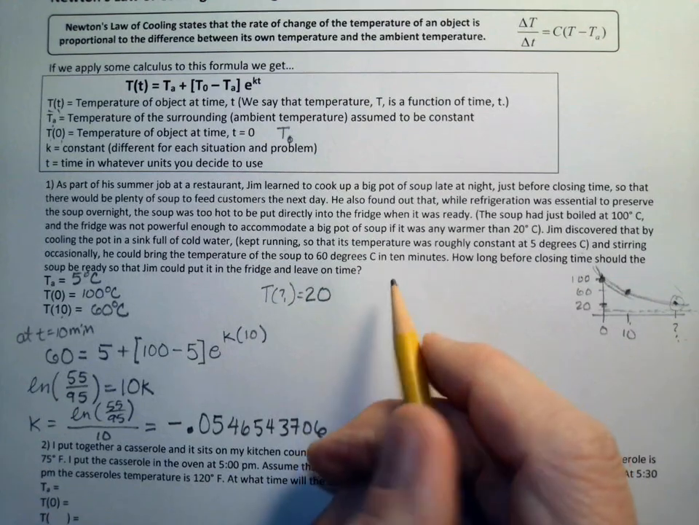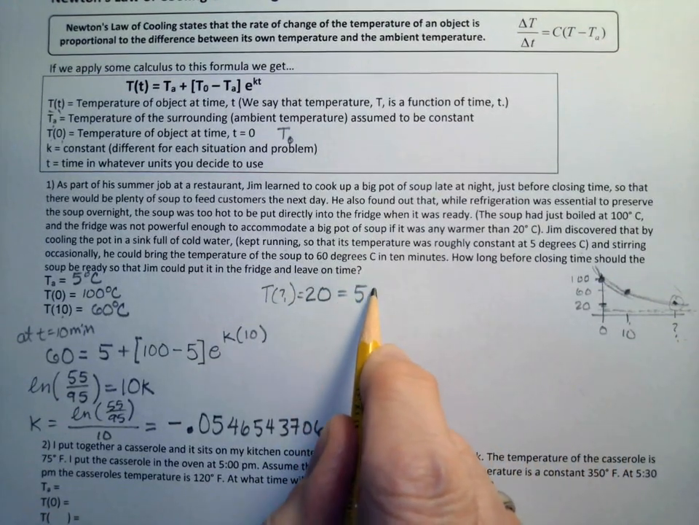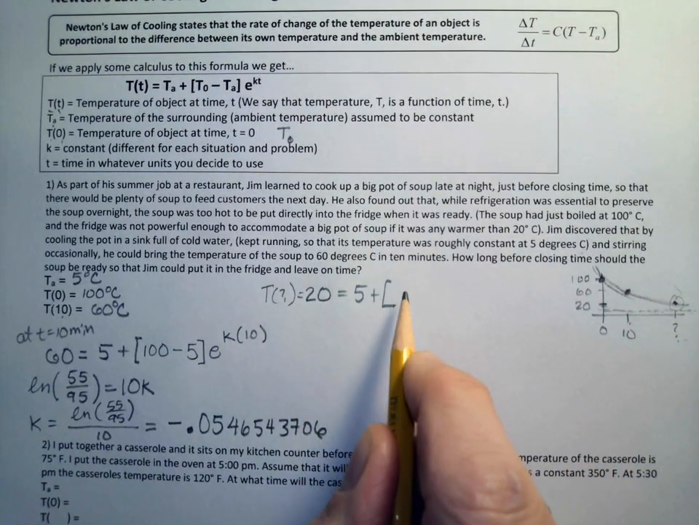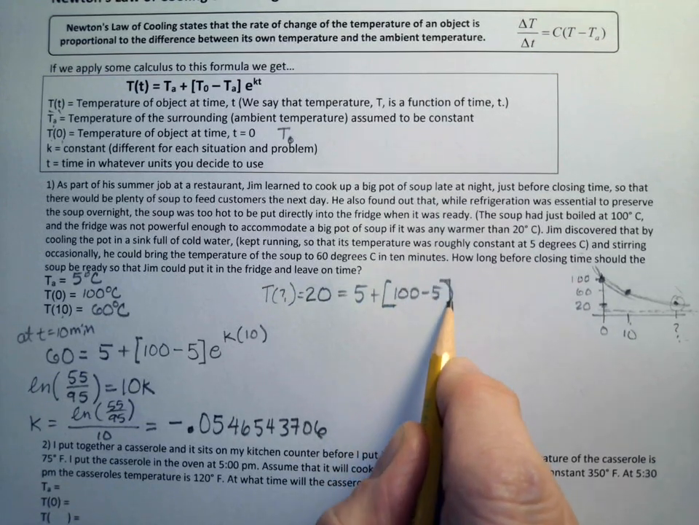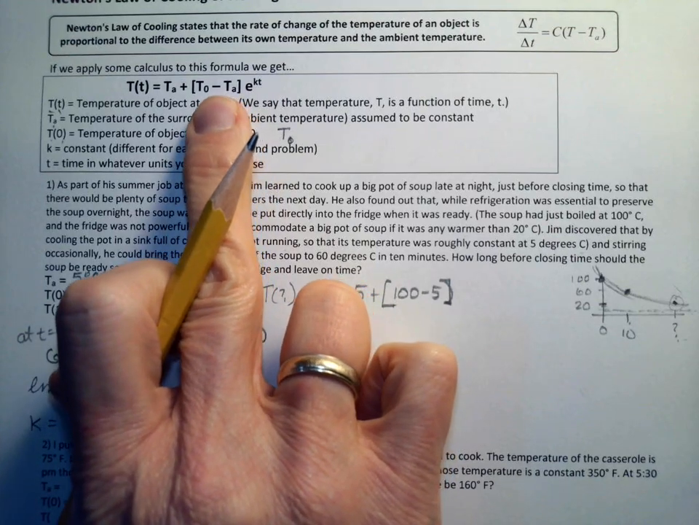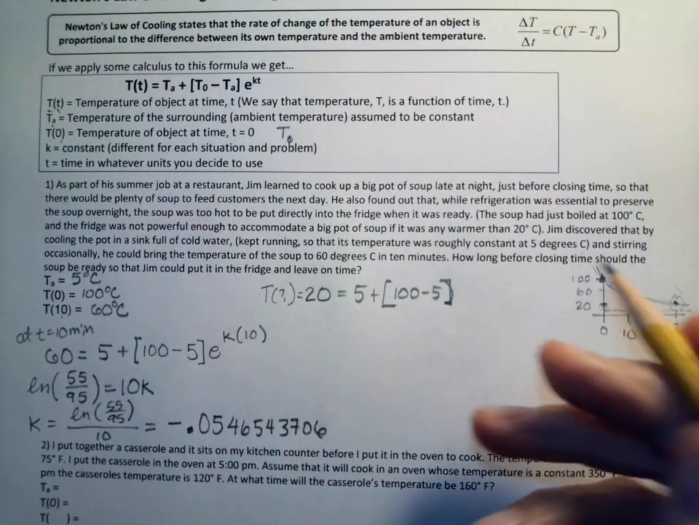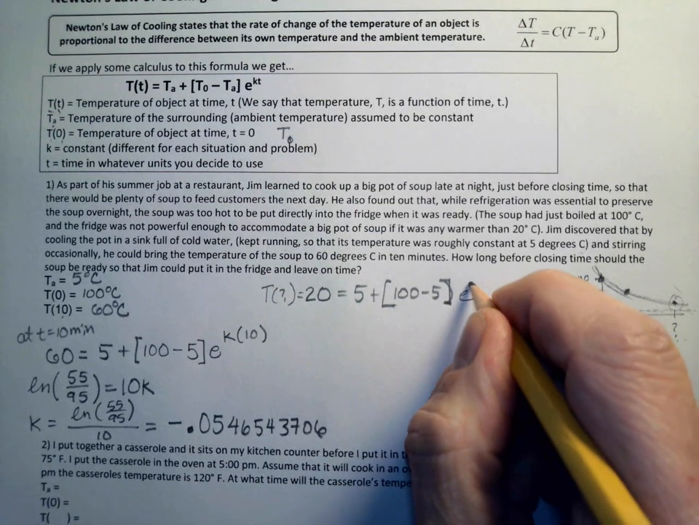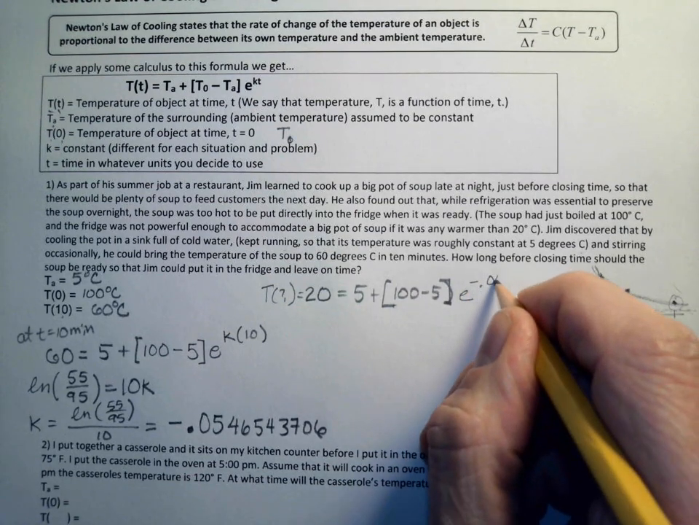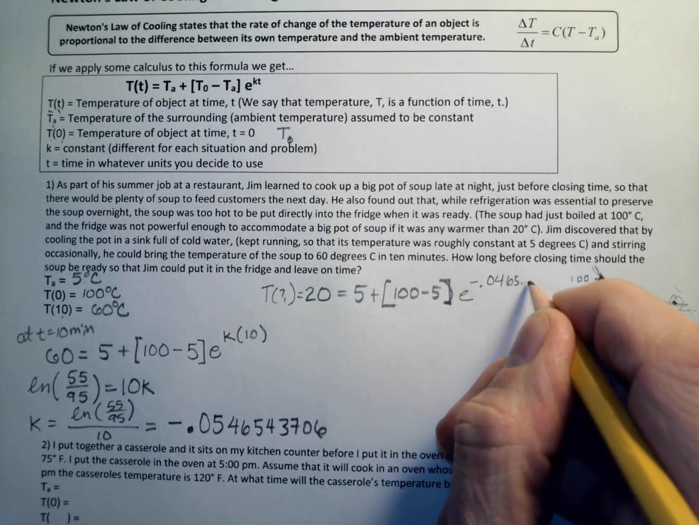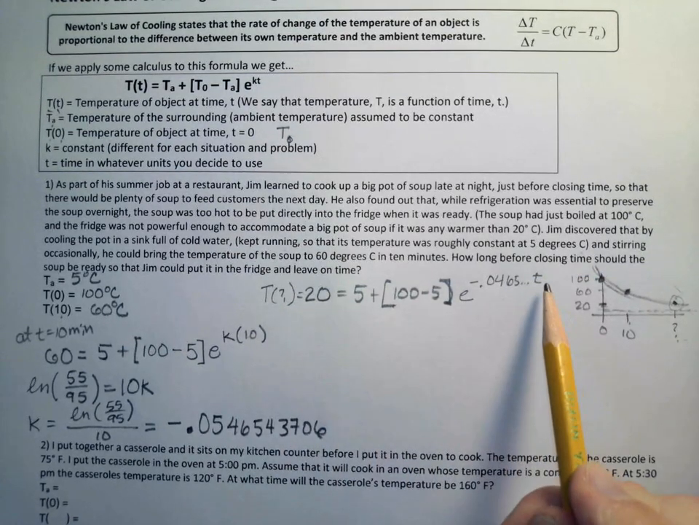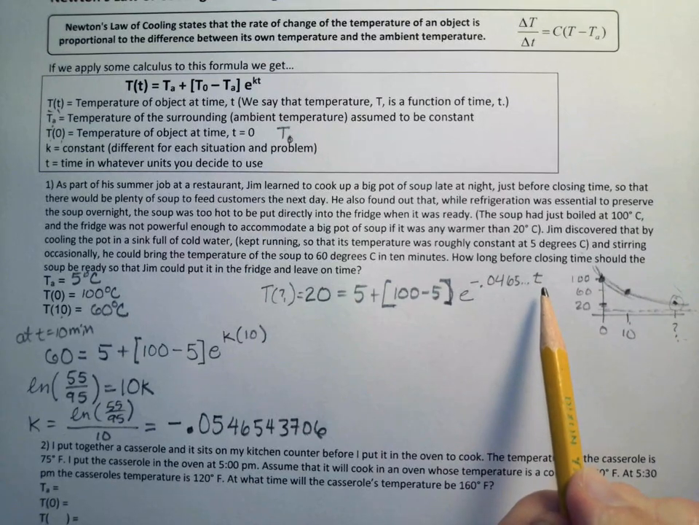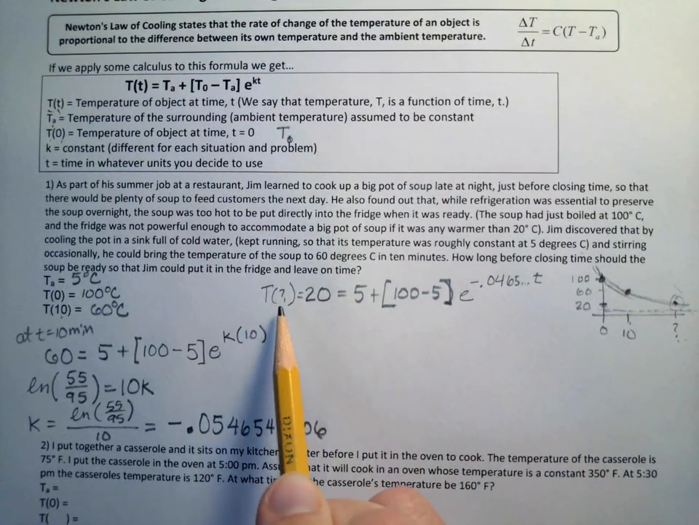That's 20. All right, and that's equal to 5 plus, and again, I'm going to go ahead and leave it as 100 minus 5 to emphasize this thing, but it's 95 if you want to write that in, times e to the negative 0.0465... t. In this case, we know everything except the t. That's what we want to solve for. We know the temperature at that time, but we just don't know what that time actually is.